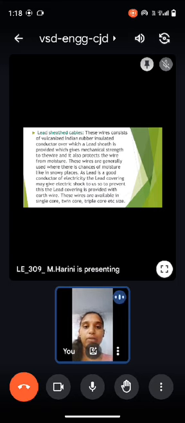Lead sheathed cables consist of vulcanized Indian rubber insulated conductors over which a lead sheath is provided, which gives mechanical strength to the wire and also protects the wire from moisture. These wires are available in single core, twin core, triple core, etc.